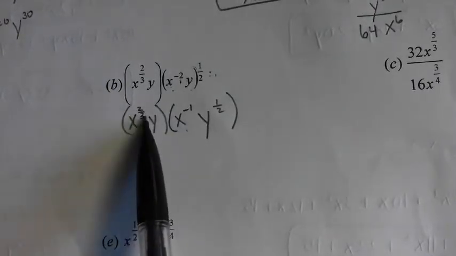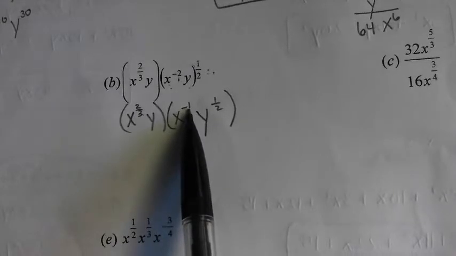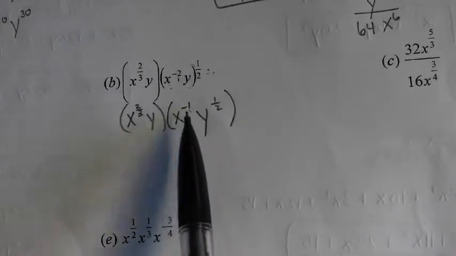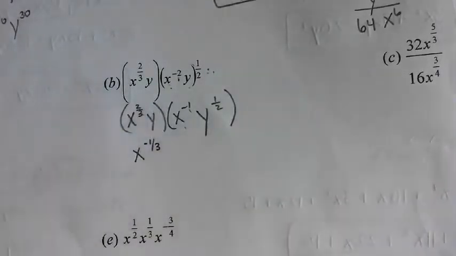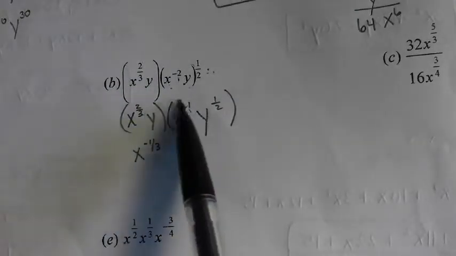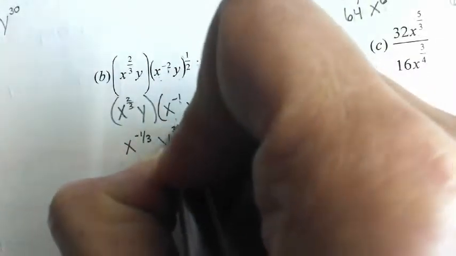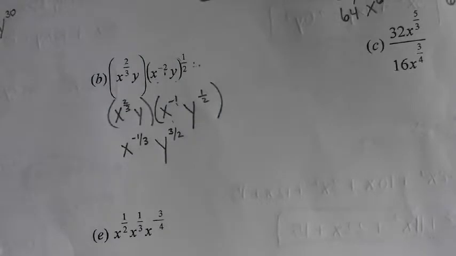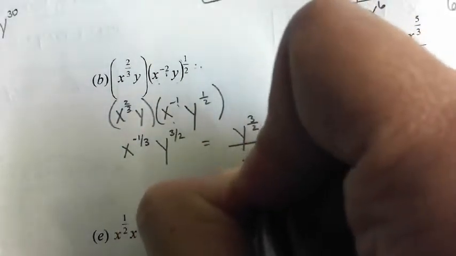Now, 2/3 is what it is. -1 can be thought of as -3/3, right? So 2/3 and a -3/3 would be a -1/3. And then this y is technically being brought to the first power. That can be thought of as 2/2. 2/2 here plus 1/2 here would be 3/2. And then we'll just move that x to the denominator. So your final answer would be y to the 3/2 over x to the 1/3.